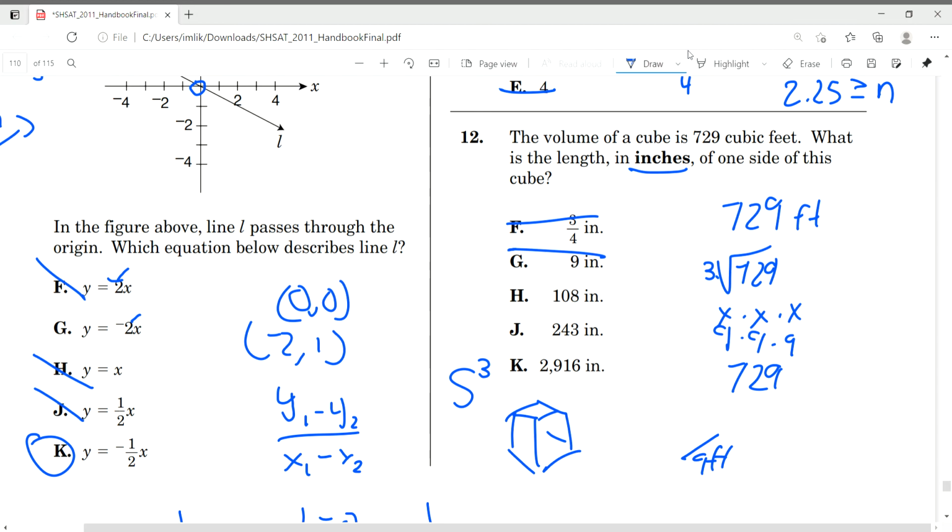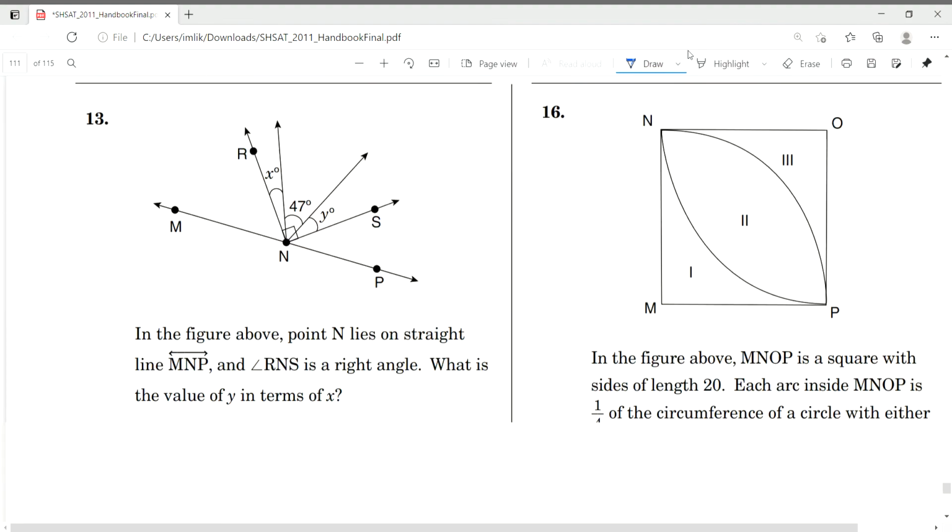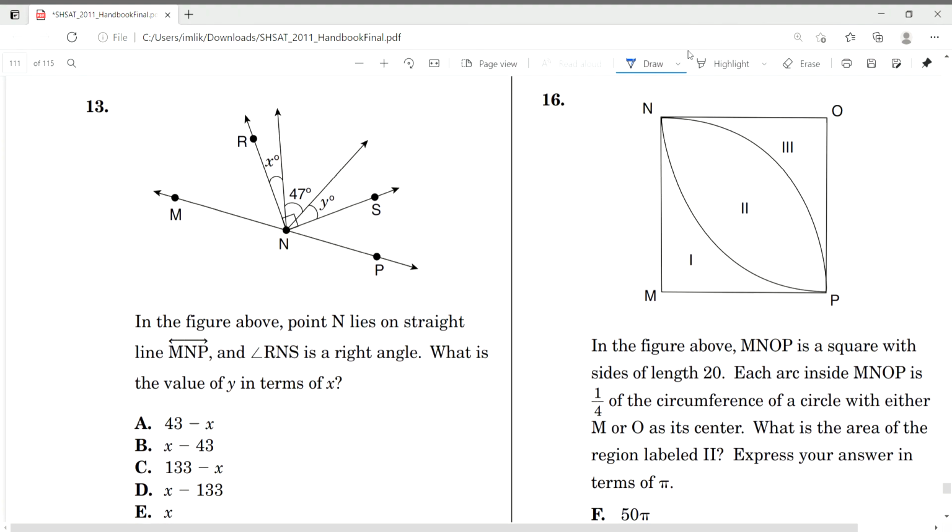But we found 9 feet. So we have to multiply 9 by 12 inches, because there's 12 inches in 1 foot. And that gives us 108 inches, which is h. I think this is the easiest way to solve it. Yes, you could have technically converted 729 cubic feet into cubic inches, but that's way too much math, and given time constraints that you have on the test, I wouldn't recommend it. So yeah, moving on to 13.